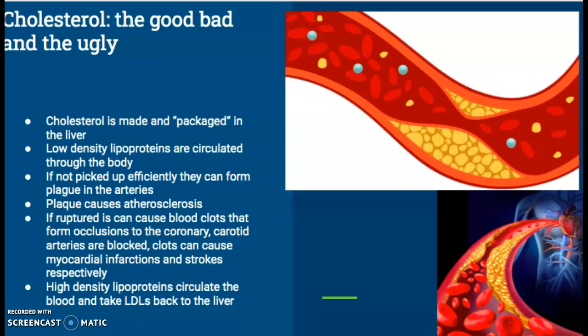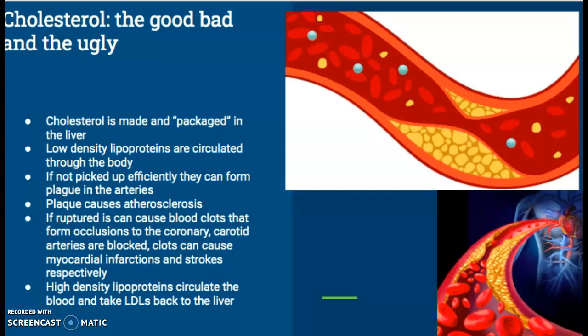So it's the responsibility of the high density lipoproteins, or HDLs, to circulate the blood. They're basically turned into HDLs from LDLs, and they're going to pick up the LDLs in the blood and take them back to the liver so they don't form plaque and eventually cause blood clots. So naturally, it's pretty easy to understand why we would want those low density lipoprotein levels to be low so that they don't form blood clots and potentially cause heart attack or stroke.